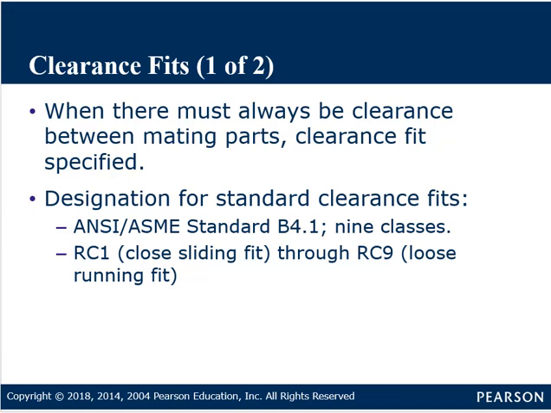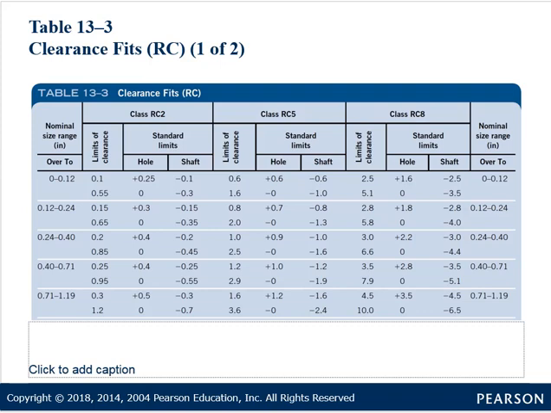Now, in Brightspace, I've given you a table from B4.1 so you can see these fits. The table looks something like this. We have the basic or nominal size here, and that's printed as a range. Then for each of the fits, you've got RC2, RC5, and RC8. You have 3 columns. The first one is the limits of clearance. That would be the minimum clearance, in this case 0.01, and the minimum clearance is also called the allowance, and then 0.55 for the maximum clearance.